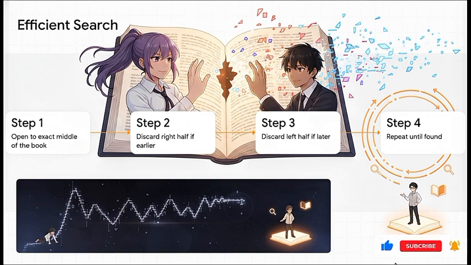If it's later, you discard the left side. Then you repeat the process. This is the magic of computational complexity. Think about it. If our phone book doubled in size next year, our first, slow algorithm would take thousands of extra steps. But this smarter method only takes exactly one extra step to cut the entire problem in half again.